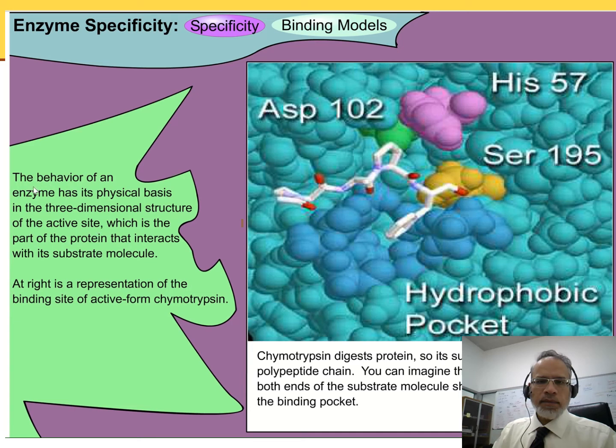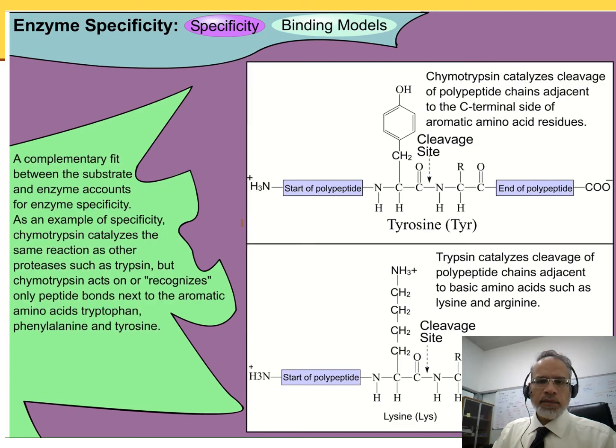So the text says the behavior of an enzyme has its physical basis in the three-dimensional structure of the active site, which is the part of the protein that interacts with the substrate. And then go down. What they're saying is that complementary fit between the substrate and the enzyme accounts for the enzyme specificity. This notion of complementary fit is just like a lock and key, right? So that determines the enzyme specificity. If a key cannot fit in the lock, then that substrate cannot be acted upon by the enzyme.